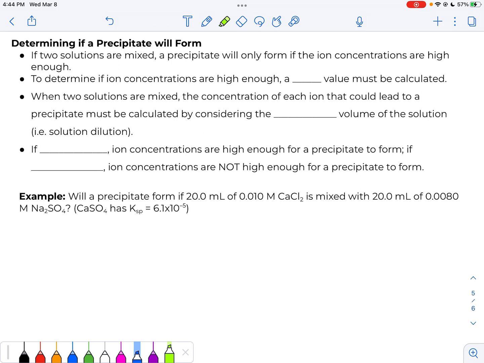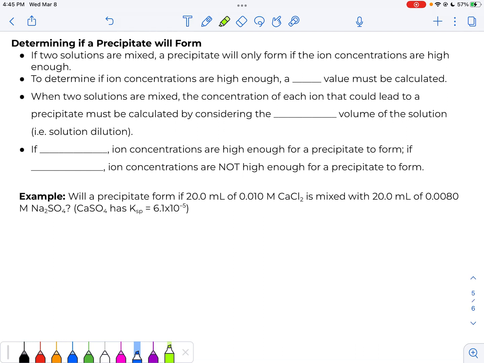All right, determining if a precipitate will form. Other than just knowing solubility rules, the problem is things can be slightly soluble, or things can have their solubility change depending on how much solvent and solute you actually have present. So what we can do is actually mathematically calculate if a precipitate will form from our solutions.